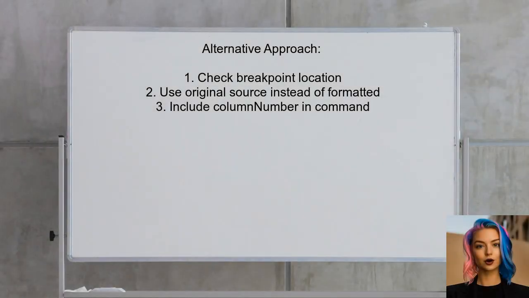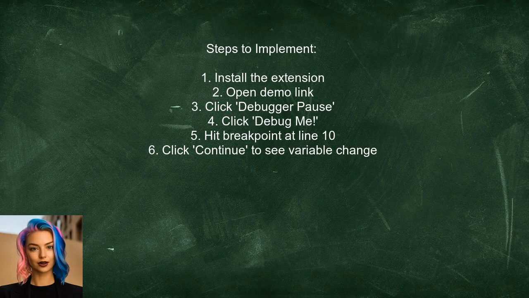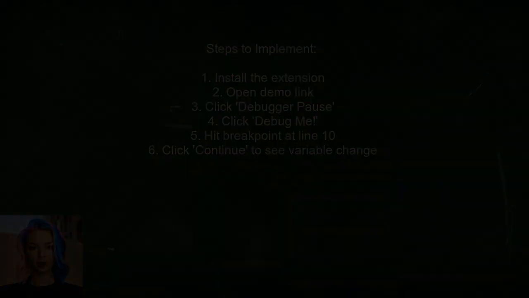An alternative approach suggests checking your breakpoint location. Instead of using the formatted source, try working with the original source and include the column number in your command. To implement this, install the recommended extension, open the demo link, and follow these steps. Click the Debugger Pause button, then click Debug Me to hit the breakpoint at line 10. After that, click the Continue button to see the variable change.